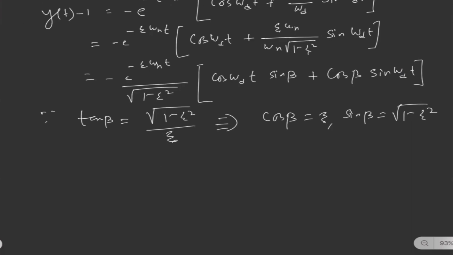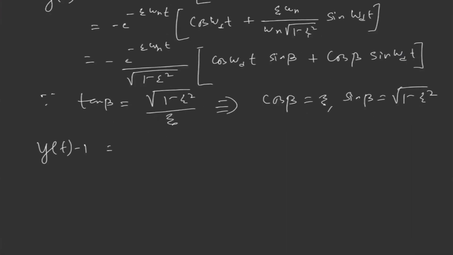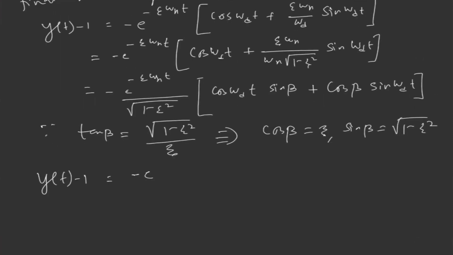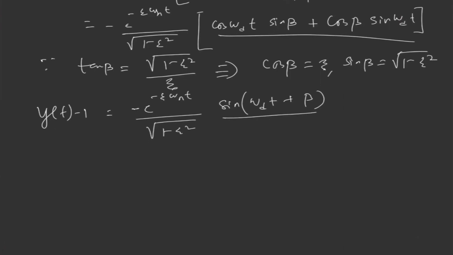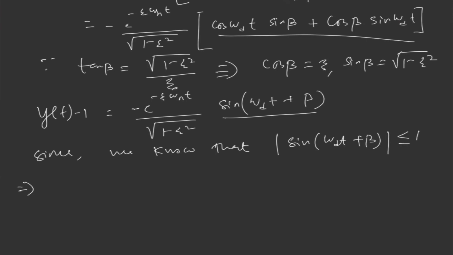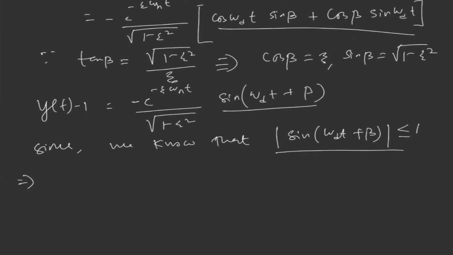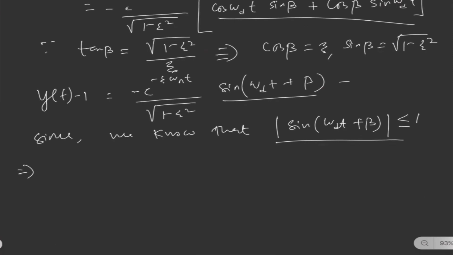Since we are having y t minus 1, the final expression we can write is minus e to the power minus zeta omega n t over root of 1 minus zeta squared, and from the sine a plus b formula, if you remember, sine omega d t plus beta. The magnitude of this value always lies between 0 and 1, since we know that the magnitude of sine omega d t plus beta is always less than or equal to 1. Let me write this as equation number 2.